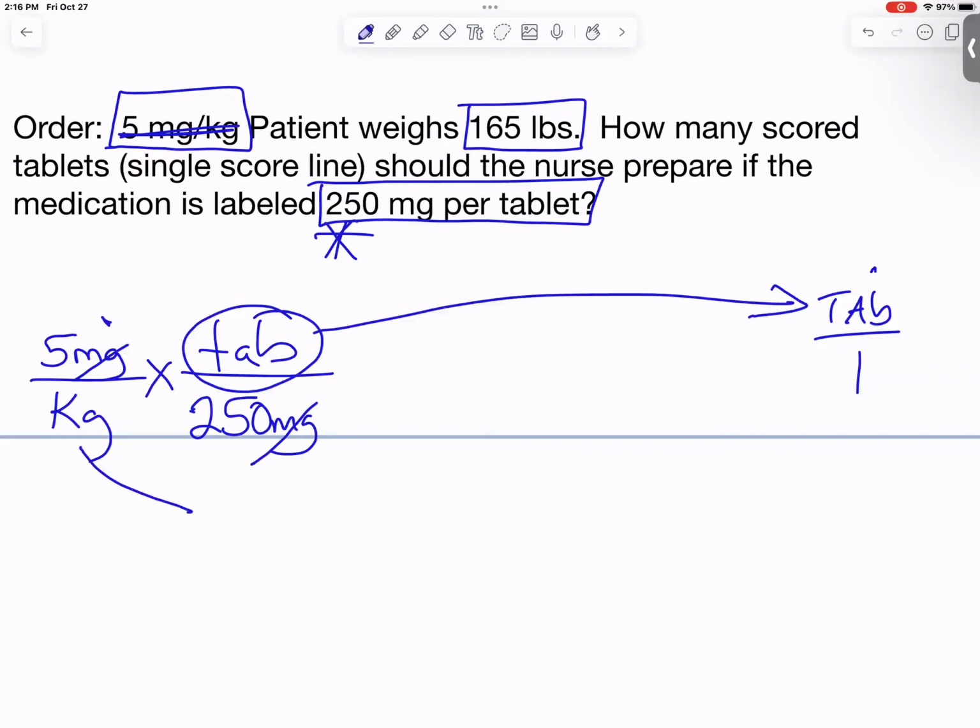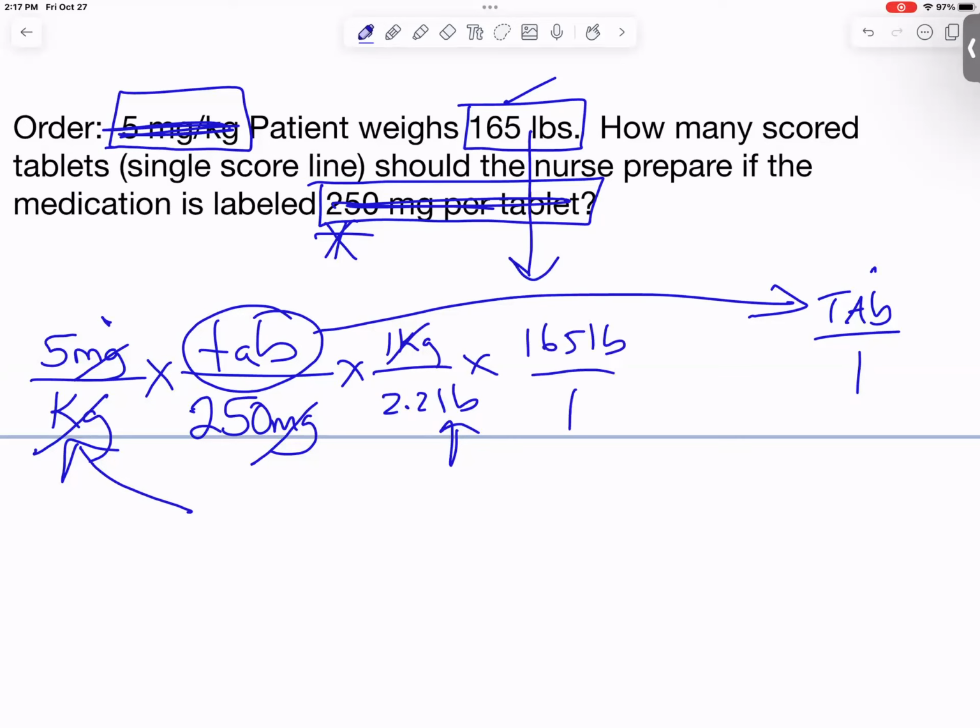But now I have to get rid of this kilogram. So I've used this. The only thing left is the patient's weight, but it's in pounds. So I need a conversion. 1 kilogram is 2.2 pounds. I cross off my kilograms. How do I get rid of pounds? I use the patient's weight. So it's 165 pounds over 1. And now I am done. Everything that is not wanted is eliminated and I'm left with tablets.